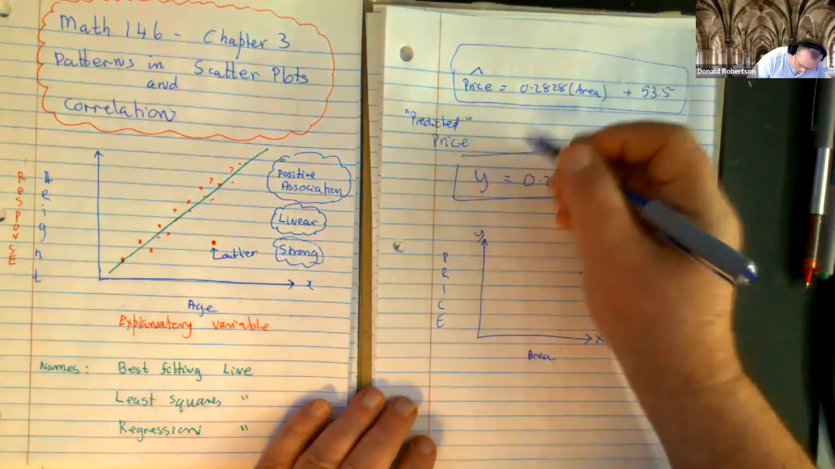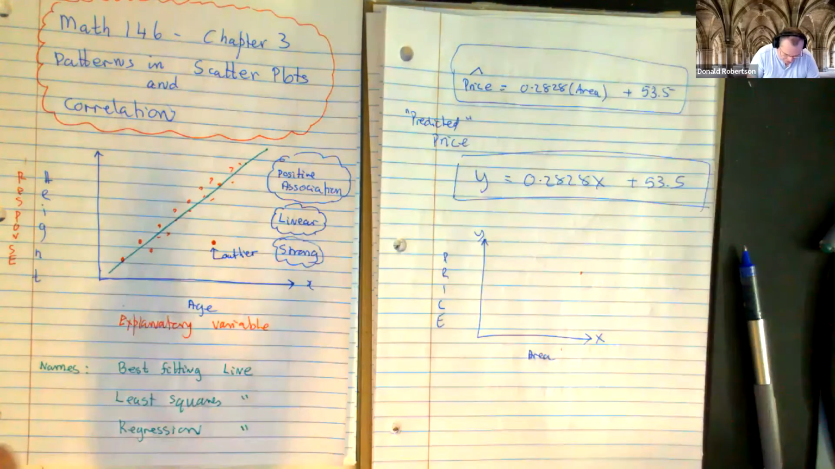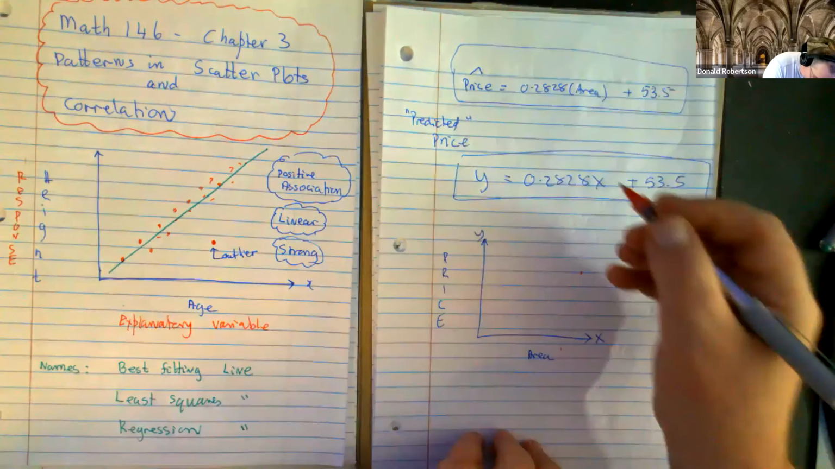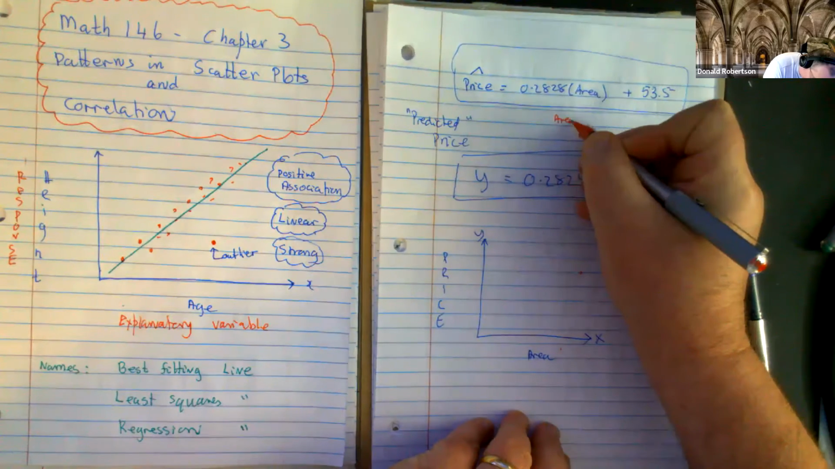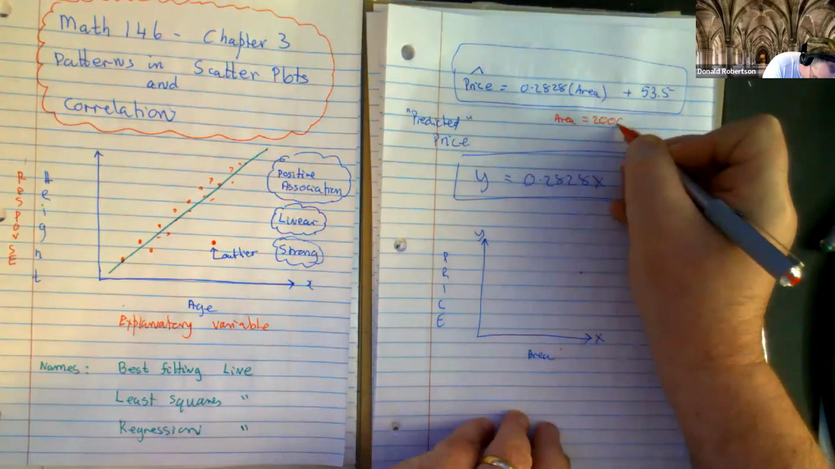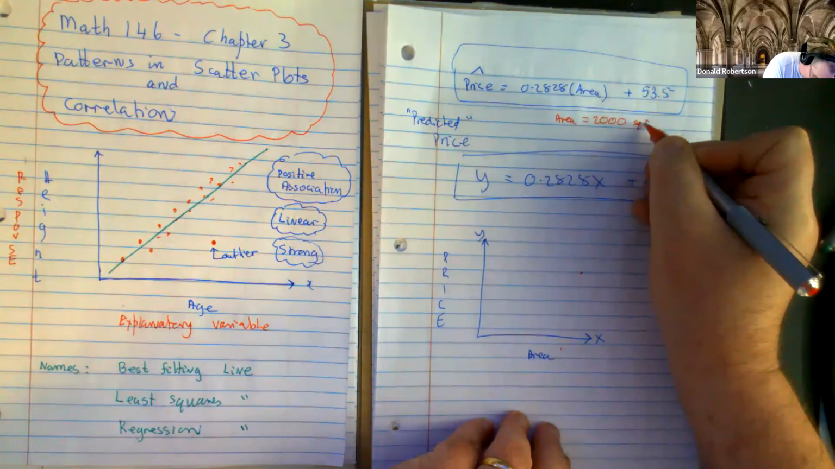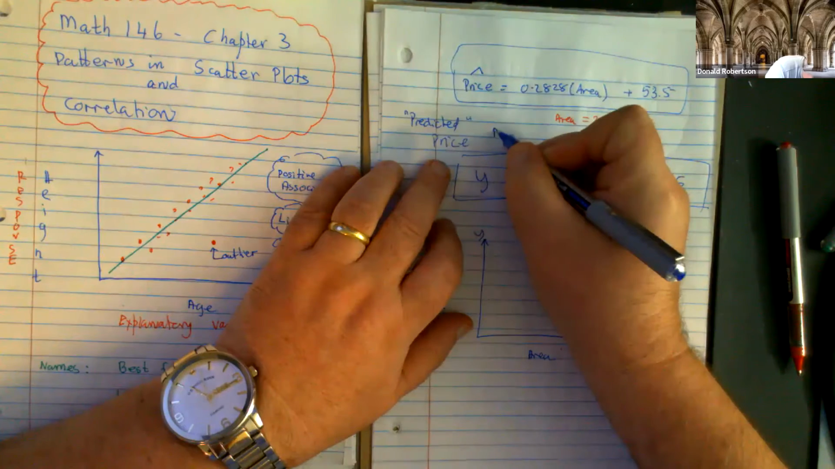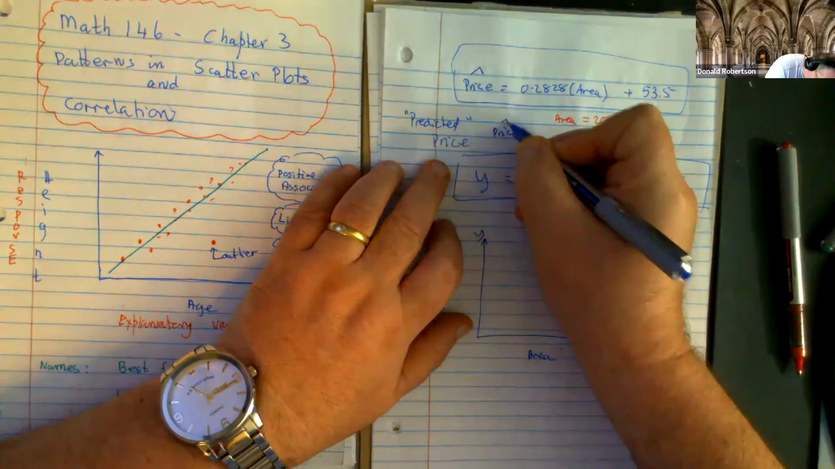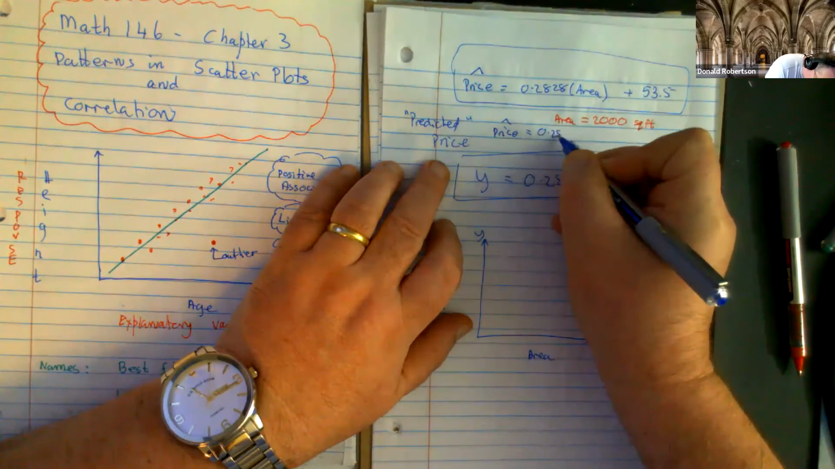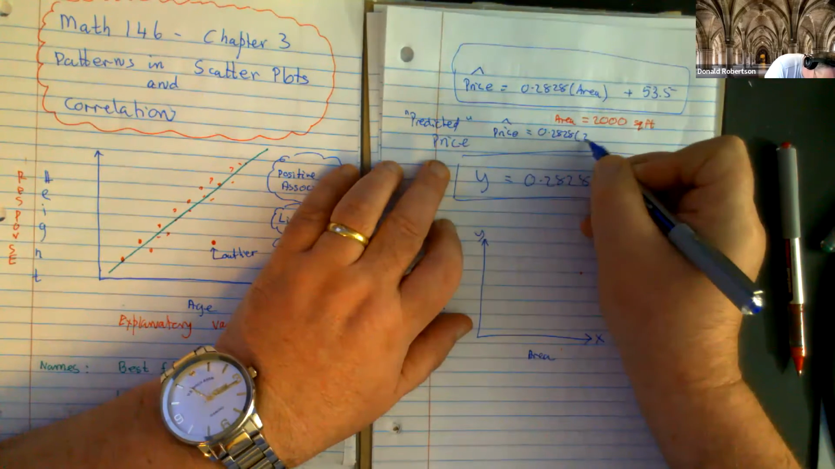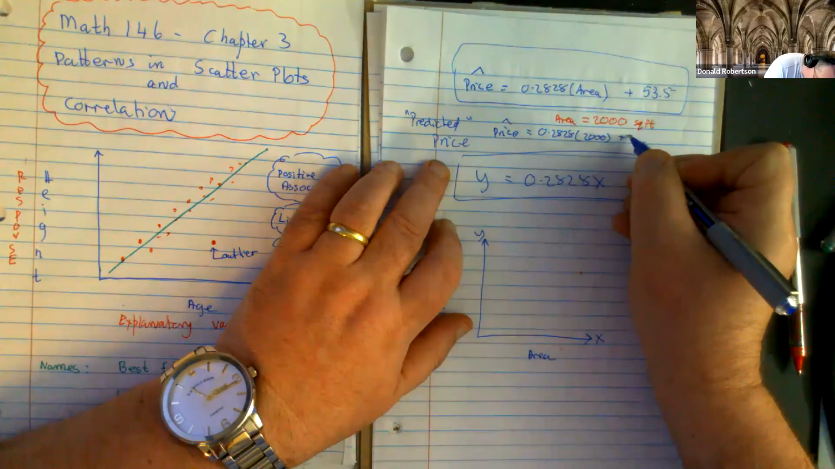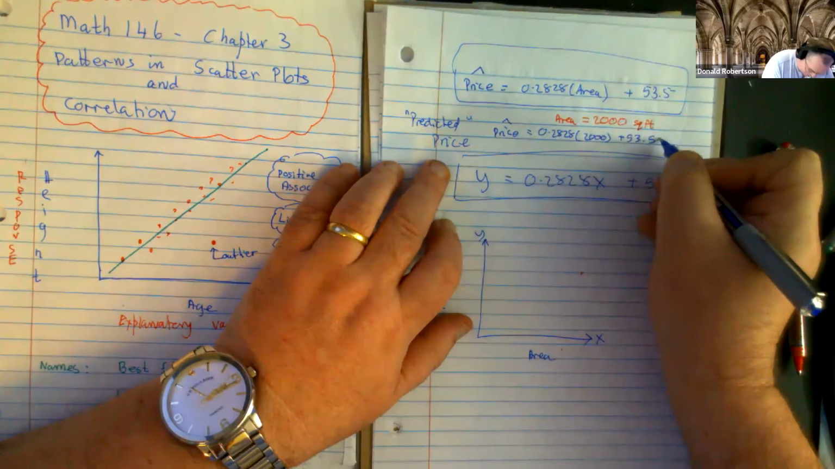Now, since I've got that price, I can now figure out what the going rate for a particular house is. So I'm going to figure out how much I could get if my house was 2,000 square feet. Well, according to the formula, the predicted price is 0.2828 times the area plus another 53.5.